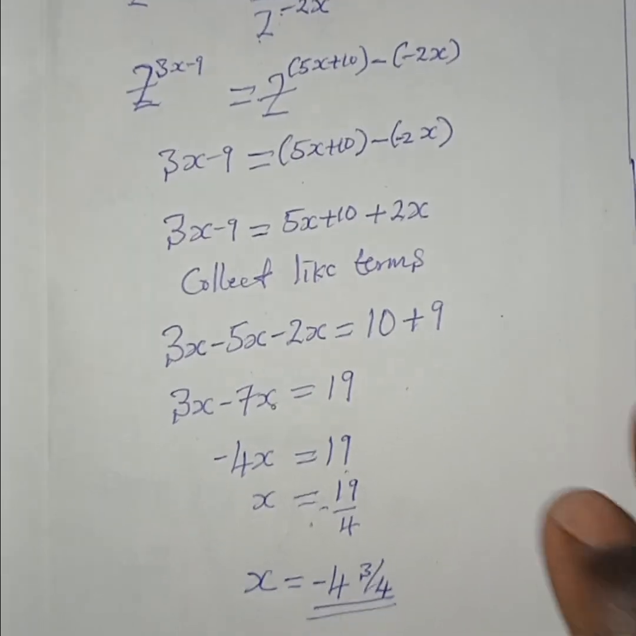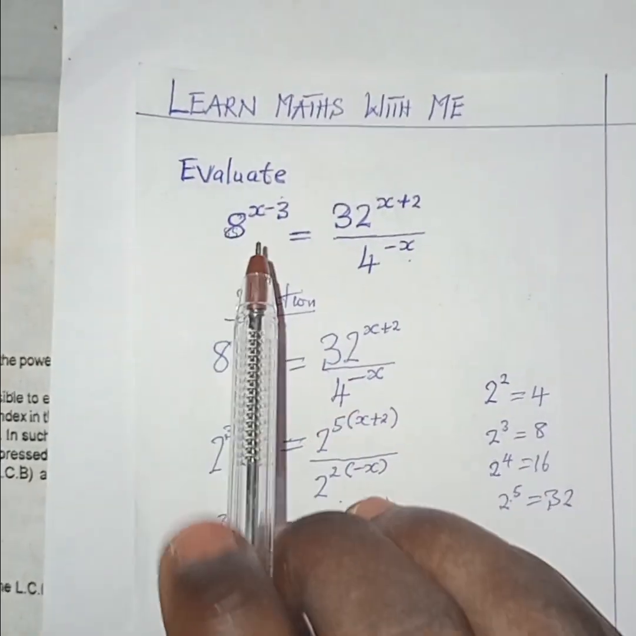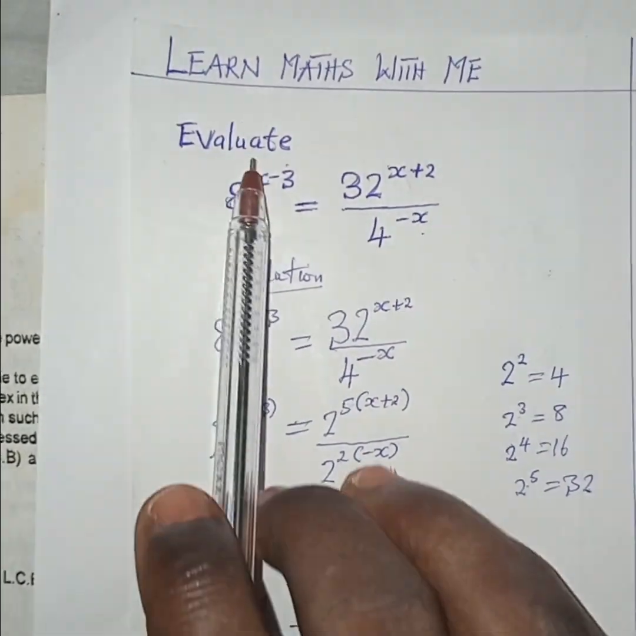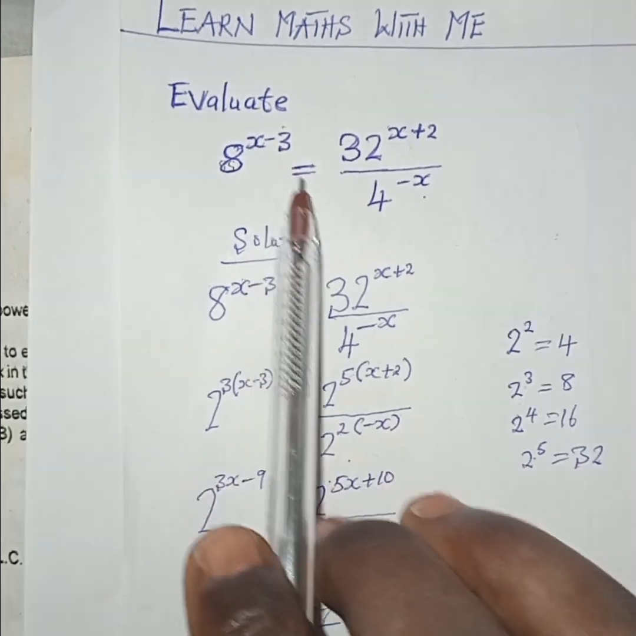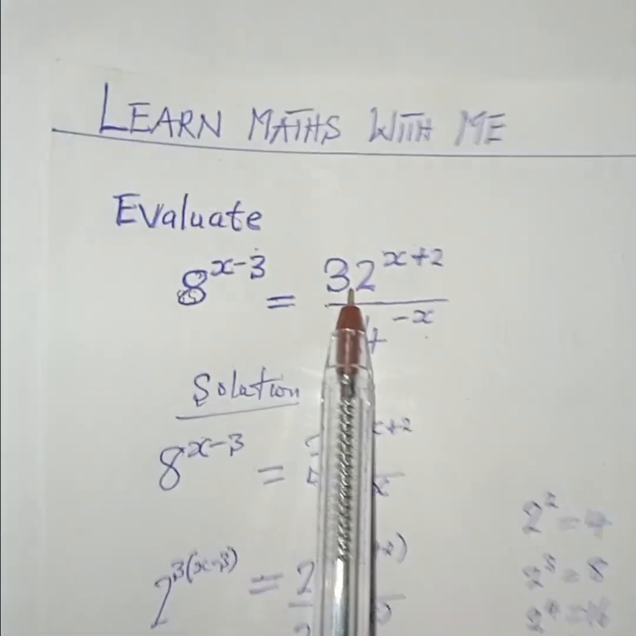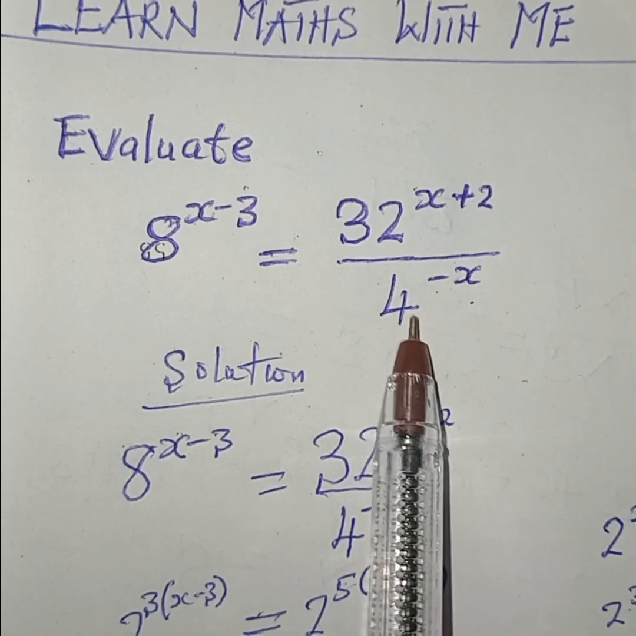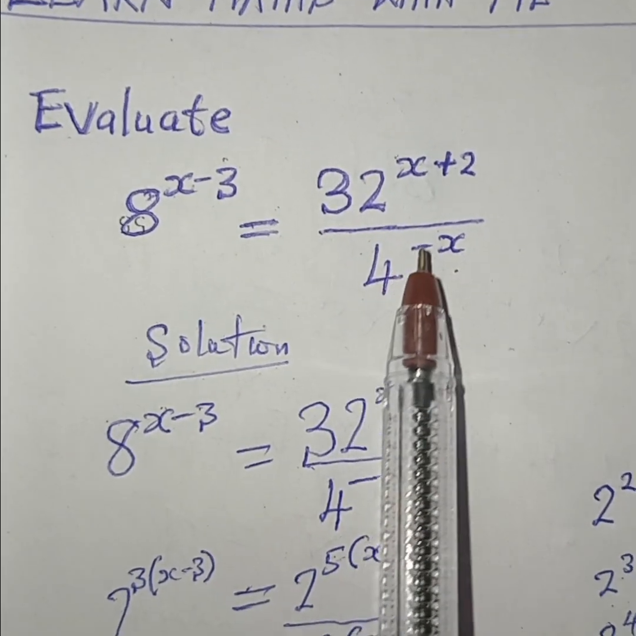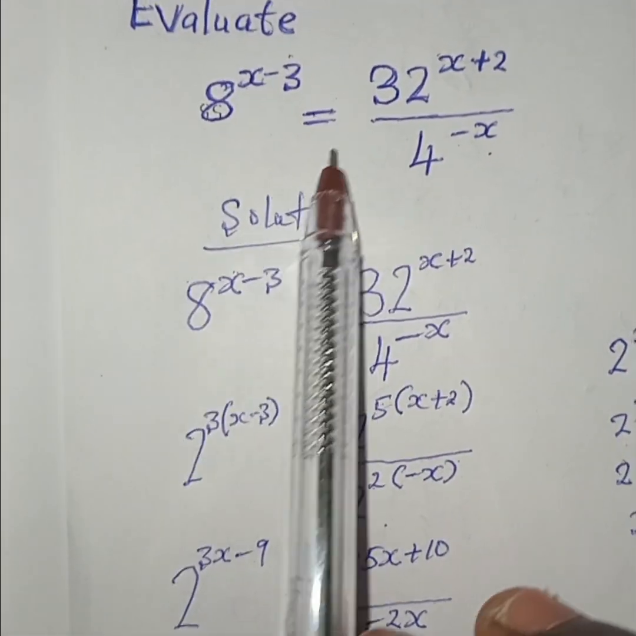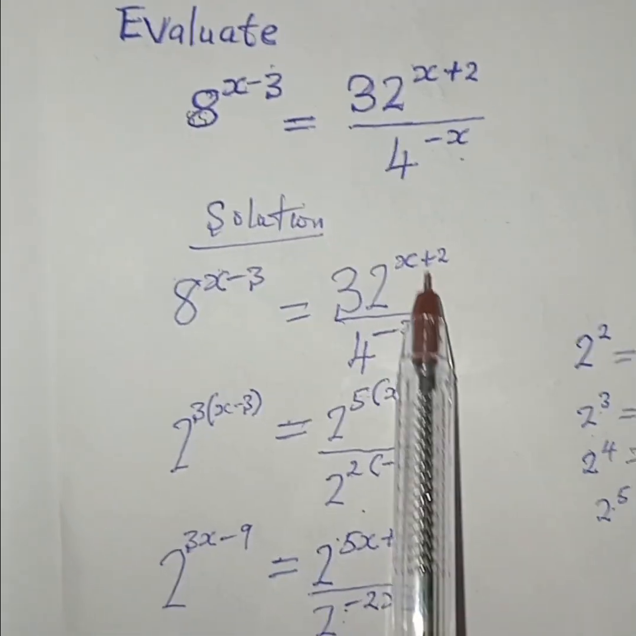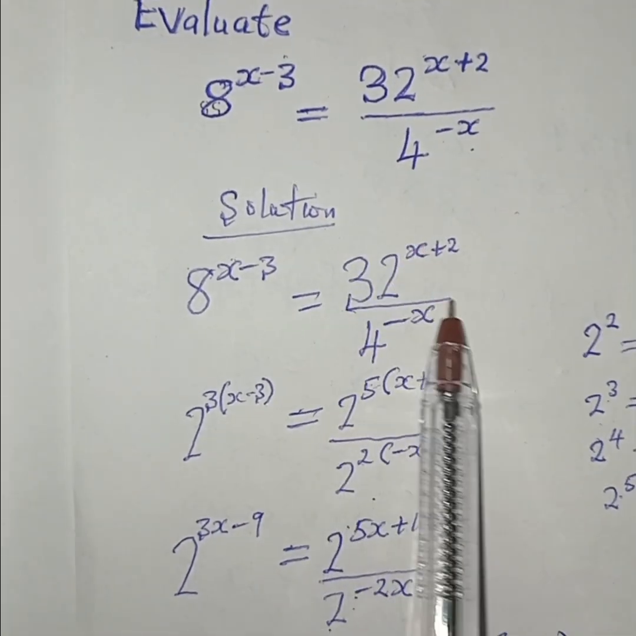Let me give you a rundown of the explanation once more. Now, our question says, please don't forget the name of the channel is Learn Maths with me. The question says, evaluate x raised to the power of x minus 3 equals to 32 raised to the power of x plus 2, 4 raised to the power of negative x. Now this is the first part. You say solution.